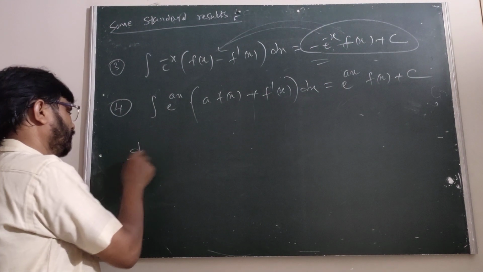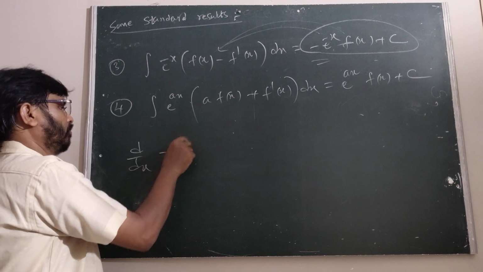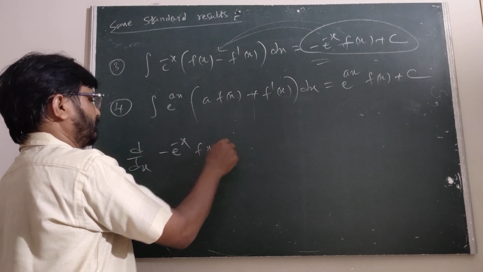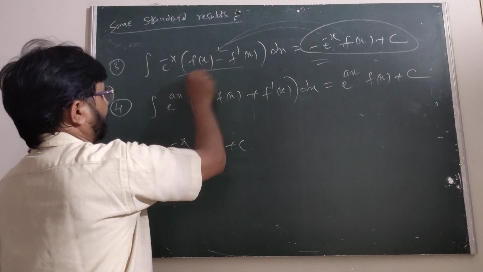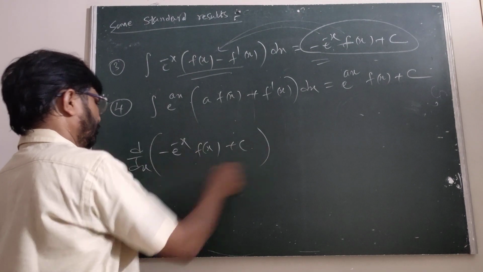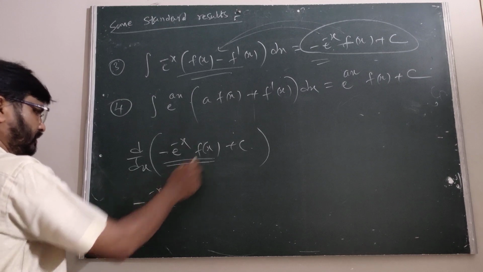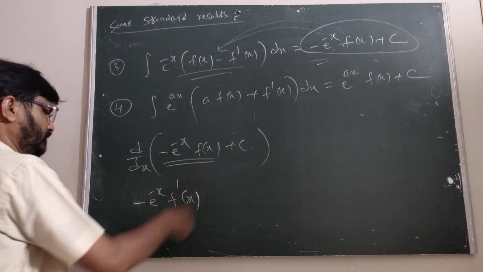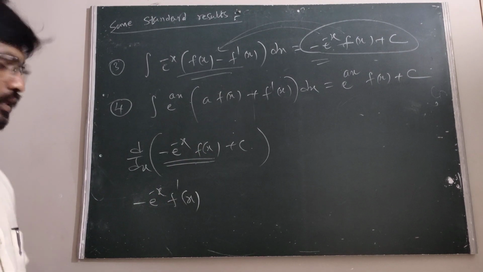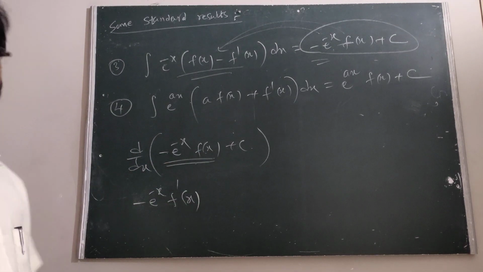The dy/dx of minus e power minus x f of x plus c. Undoubtedly we are getting this one. How to search? This is uv. Now this one, minus e power minus x, the derivative of f of x is f dash of x.